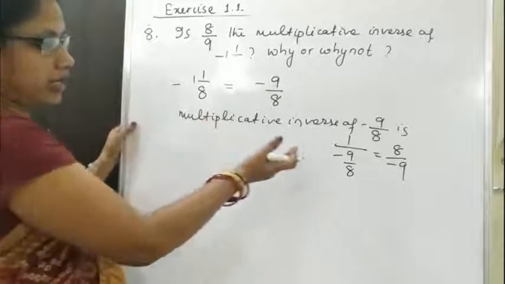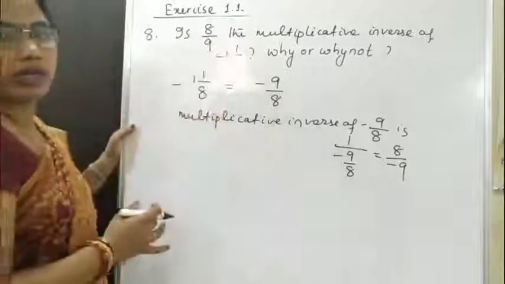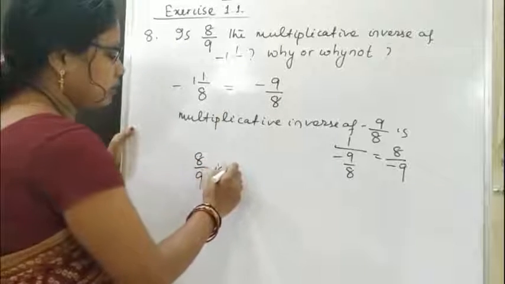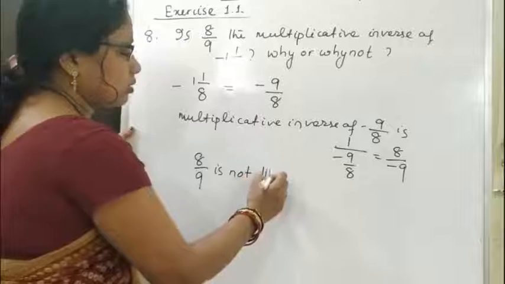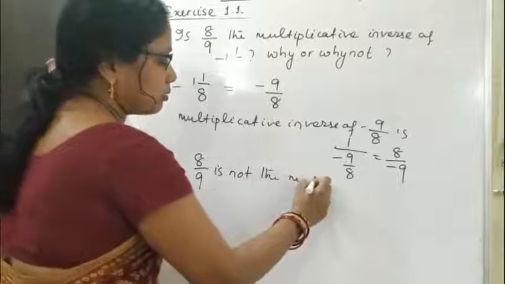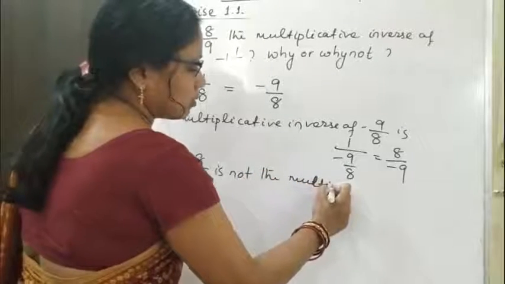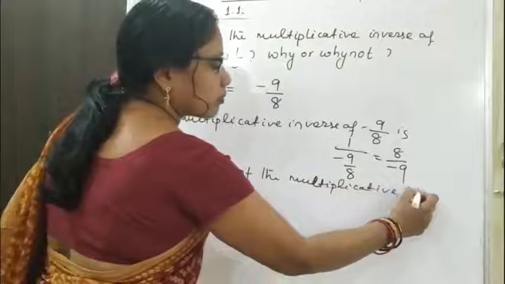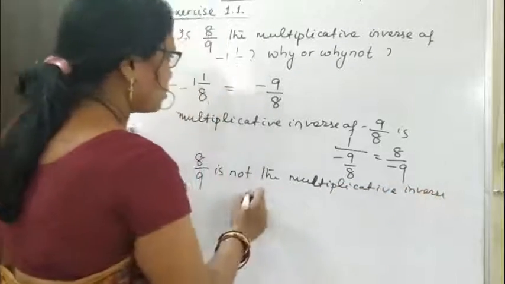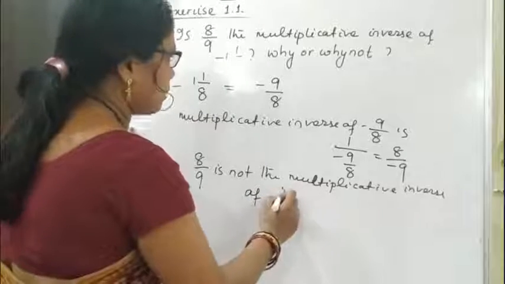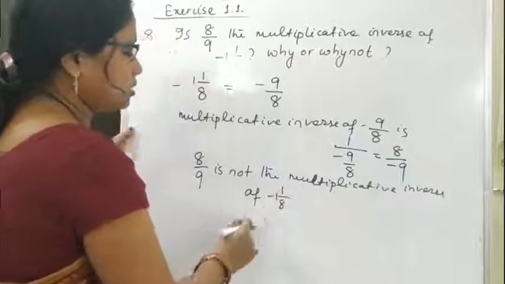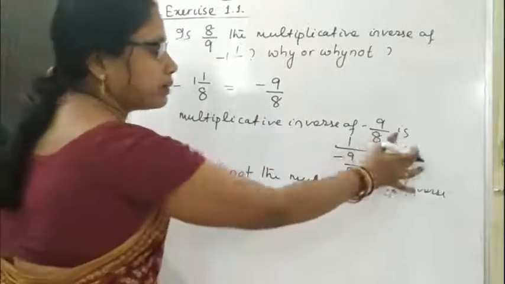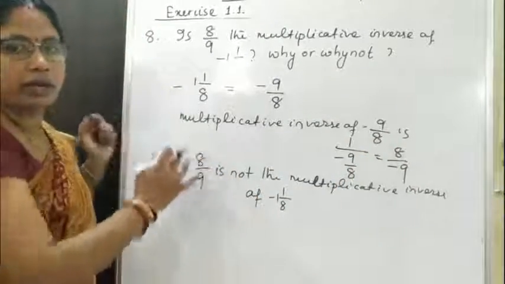So 8 by 9 is not the multiplicative inverse of minus 1 1 by 8, as the negative sign is not there in 8 by 9. So 8 by 9 is not the multiplicative inverse of minus 1 1 by 8, as the multiplicative inverse of minus 1 1 by 8 is 8 by minus 9, not 8 by 9.